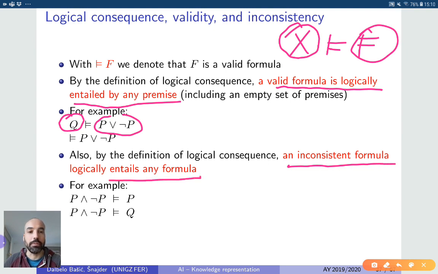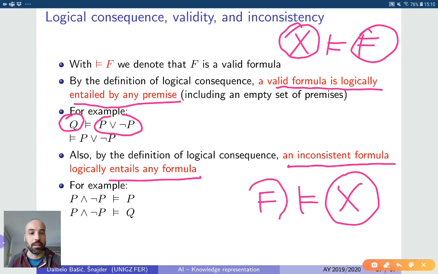And conversely, also by the definition of a logical consequence, an inconsistent formula, a contradiction, logically entails any formula. Why is this the case? Well, if I have a formula here, f, which is always false, then you can have whatever you want here, since it will never be the case that the formula f has a model.